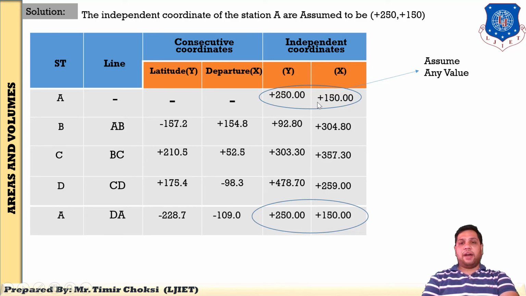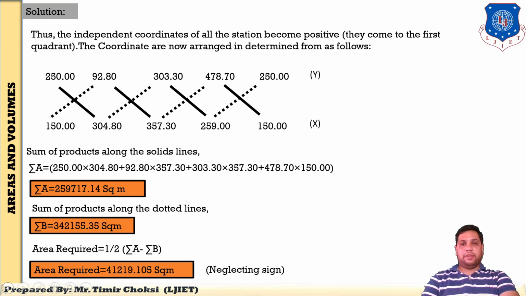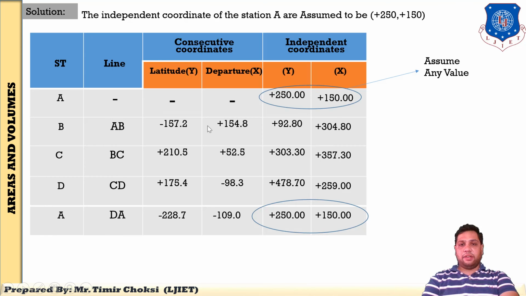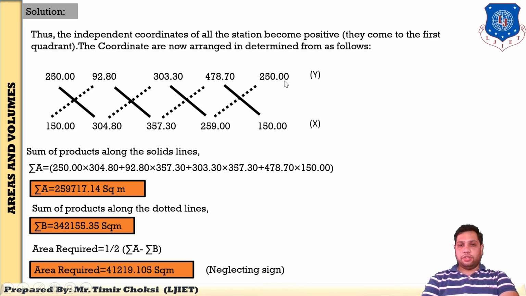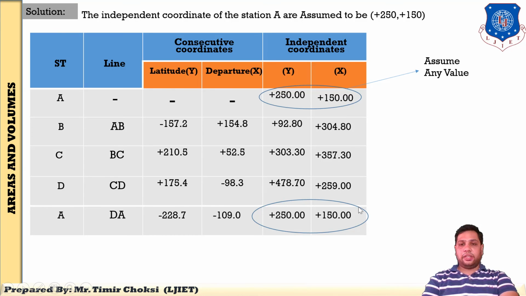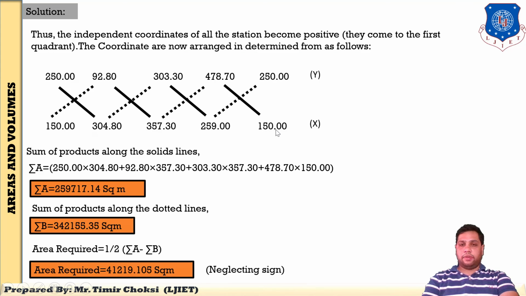Now after finding y and x, the last step is similar. First we write the y coordinate and then the x coordinate, as I already explained in a previous slide. First you write the y coordinates 250, 92.80, 303.30 in a horizontal form. Similarly, leave three or four blank lines and then write the x coordinates: here 150, 304.80, and so on, in a horizontal form.